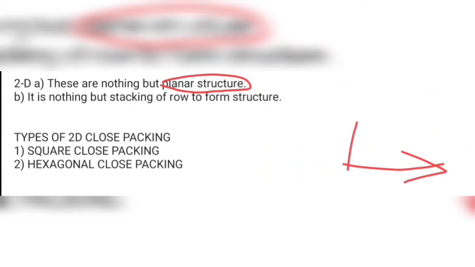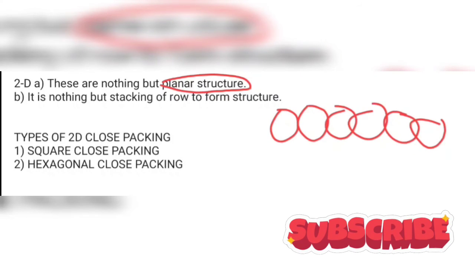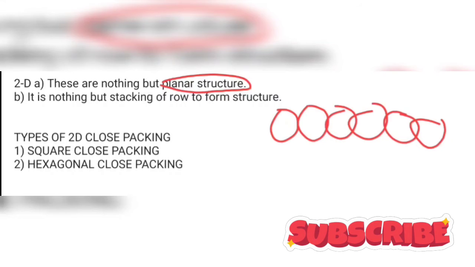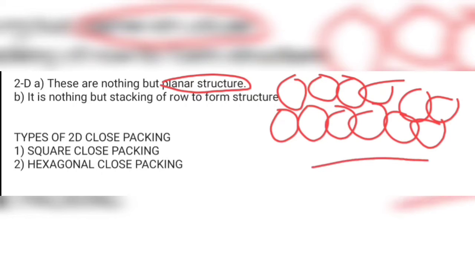Okay, so it will cover only two axes, that is x axis and y axis. And in the second point, b point, you can see it is nothing but a stacking of a row to form a structure. When a row is stacked, what does stacking mean? Putting one upon one, that is, we are putting a row on a row. So if a row is put on a row, what will happen? It will cover x-axis as well as y-axis, as you can see here.